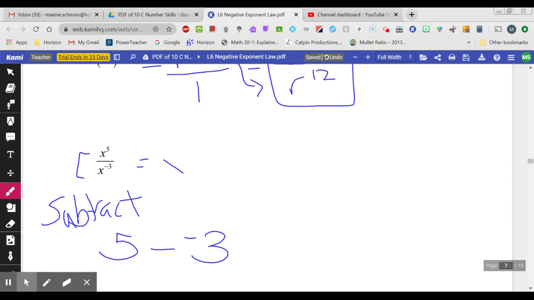So the base stays the same. What's 5 subtract negative 3? 8. And that's it. You're done. Because it's not negative anymore, so you don't need to switch it around.